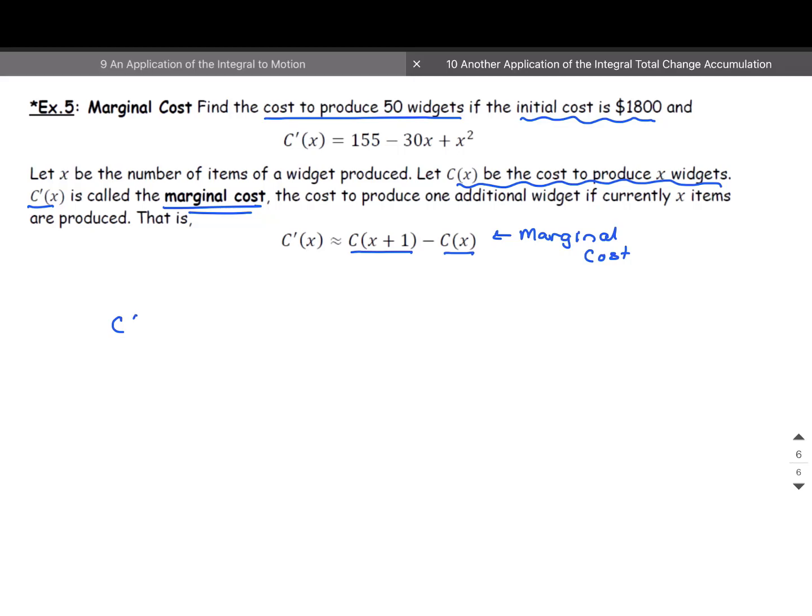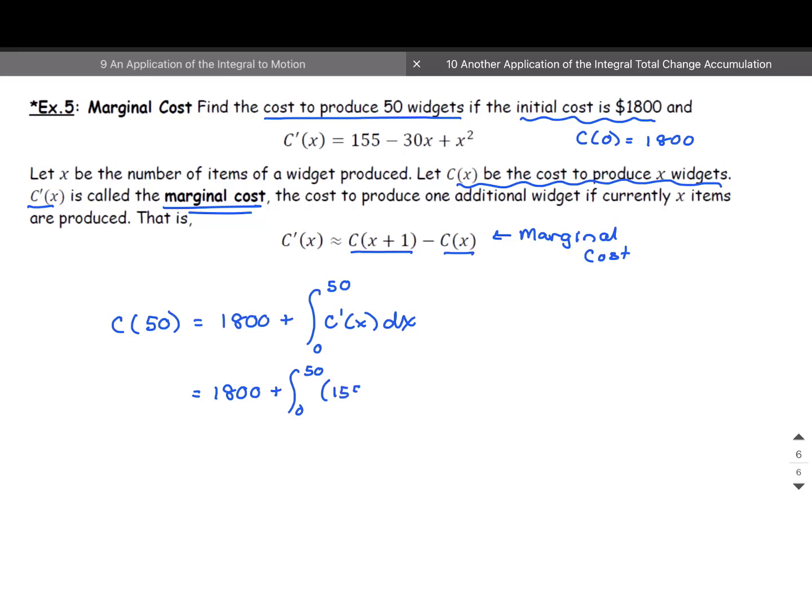Well, the cost to produce 50 widgets is the initial cost, right? The initial cost, C of 0, we knew was 1,800. So 1,800 plus the integral from 0 to 50 of C prime of x dx. Now, that's the same as 1,800 plus the integral from 0 to 50 of 155 minus 30x plus x squared dx. And now, since this is a calculator question, we're going to run to our calculator and get that answer.